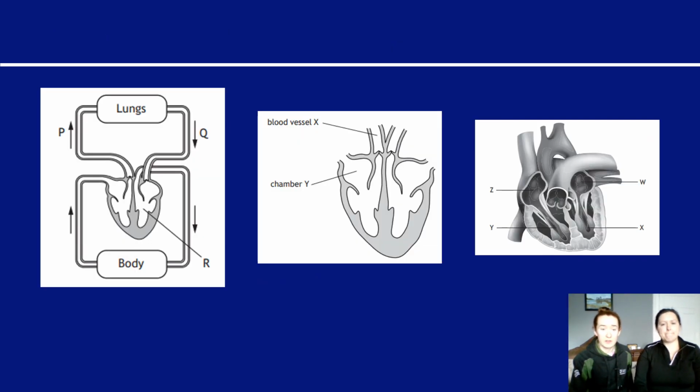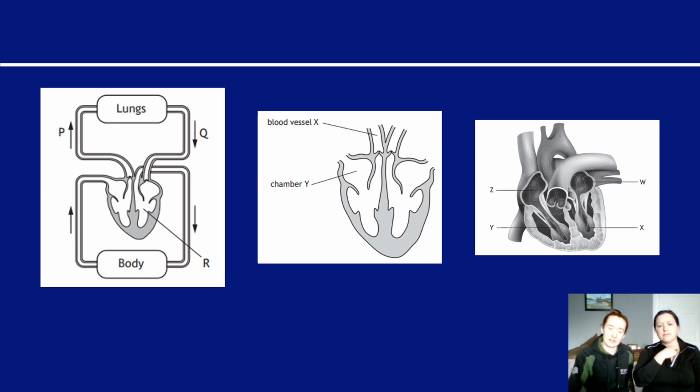And the final thing we're going to point out here is that these are diagrams from SQA past papers. They are all of the heart, but they look really, really different. On the left, that doesn't look like a body, but it's supposed to represent a body, because you've got your lungs, your body, and your heart in the middle, and it shows the pathways. It does not actually look like this in your body.